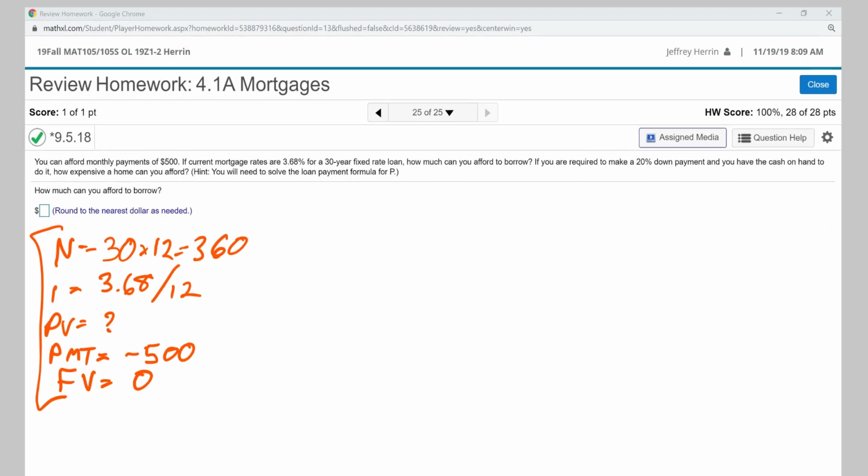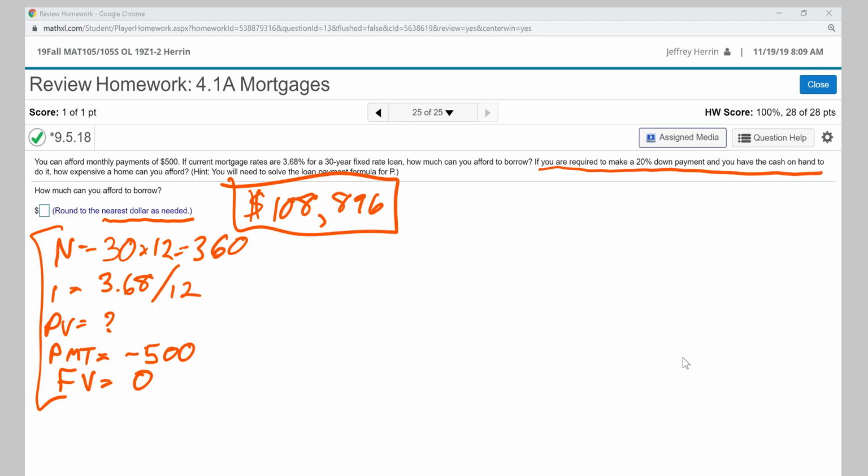One thing I did notice when I was trying to do this problem earlier, I tried to put in the cents. This one does tell us to round to the nearest dollar. So when we go to put this in, we will be putting in $108,896. Now, once we put that in, the second question is, if you're required to make a 20% down payment and you have the money to do so, how much of a home can you afford?